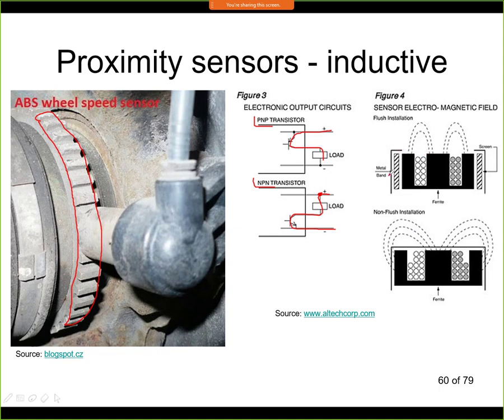On the picture on the right here, we can see the shape of the magnetic field that we actually have around the sensor.